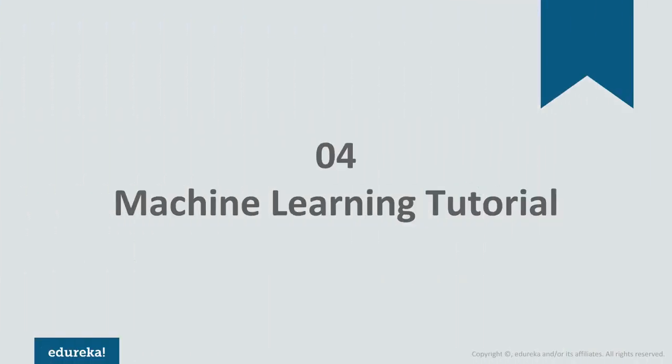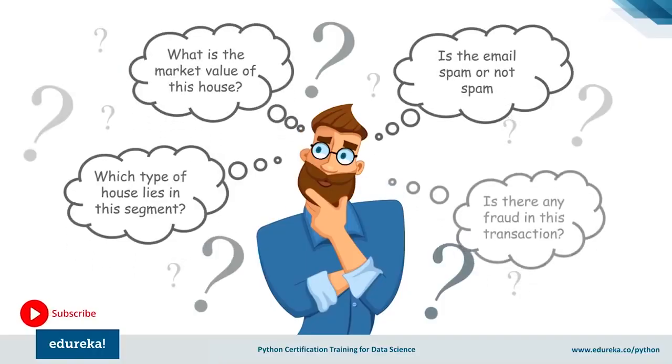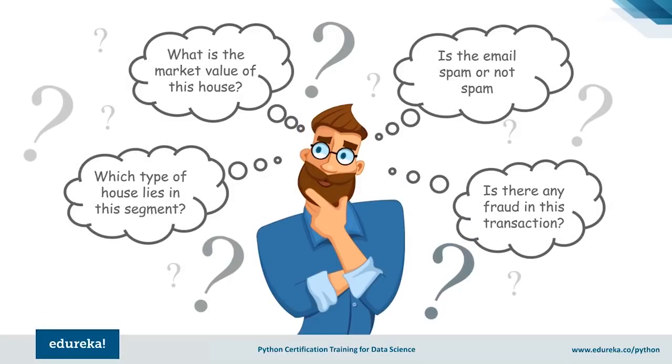So let me connect you to real life and tell you what things you can easily do using the concepts of machine learning. You can easily get answers to questions like which type of house lies in this segment, what is the market value of this house, is this mail a spam or not a spam, or is there any fraud. These are some of the questions you could ask the machine. But for getting an answer to these, you need some algorithm. The machine needs to train on the basis of some algorithm. But how will you decide which algorithm to choose and when? The best option for us is to explore them one by one.